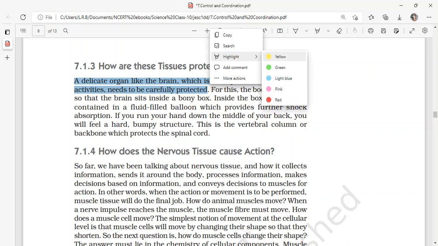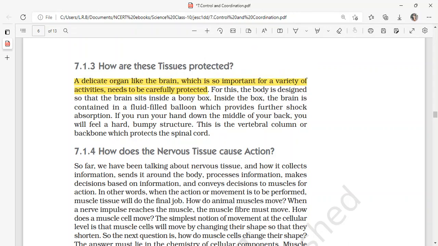So this is a delicate organ, so soft. Brain tissues are so soft, like a jelly. So this jelly-like tissue inside the brain must be protected very well. For this, the body is designed so that the brain sits inside a bony box. This can also be called a brain case or brain box, a cranium or the skull, and several other terms. So in order to protect the brain, the body has a bony box, and inside this bony box the brain is fixed.